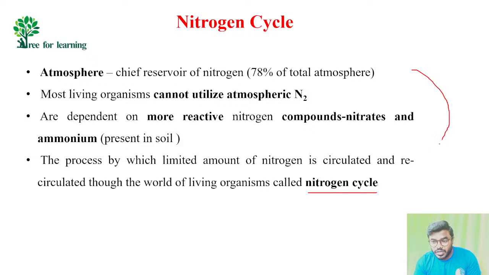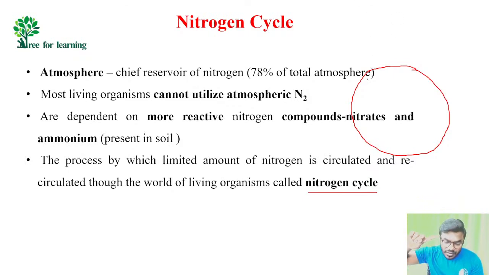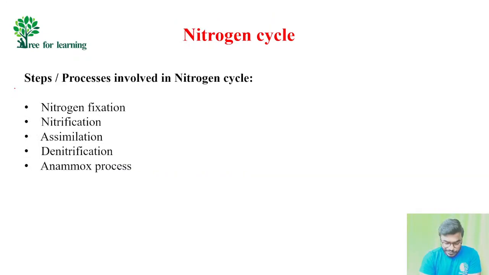From one trophic level to another trophic level, nitrogen is continuously circulating. You know, the nitrogen cycle can never be stopped, because every organism, in order to produce proteins and amino acids, will require a continuous supply of nitrogen. That's why the nitrogen cycle is circulated and recirculated. And don't think that a vast amount of nitrogen is circulating and recirculating. Every single time, friends, a very limited amount of nitrogen is circulated as well as recirculated.